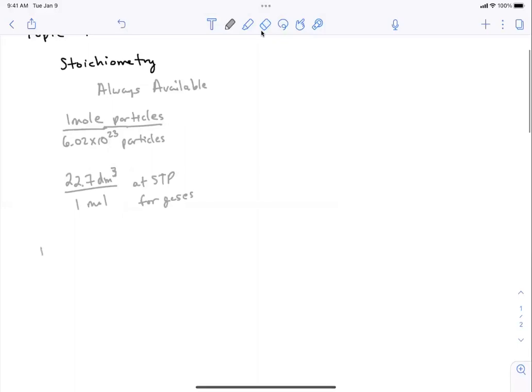Also available to you is molar mass. Whatever the mass on the periodic table of that substance is the equivalent of 1 mole of that substance. Okay.